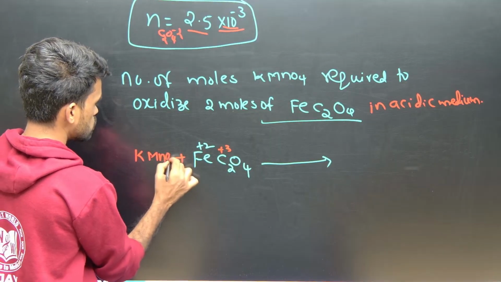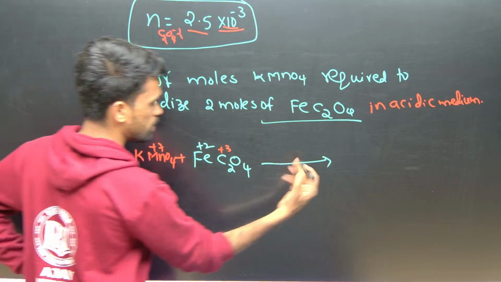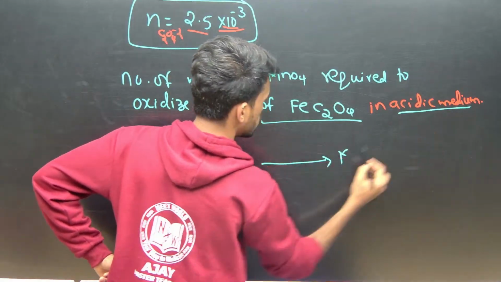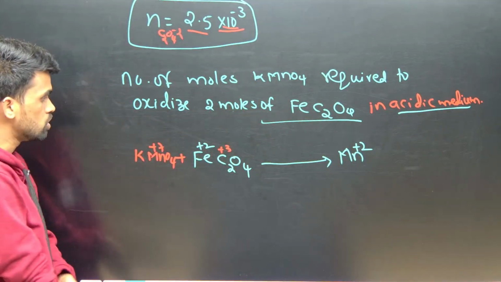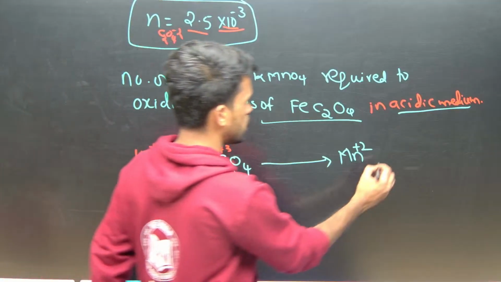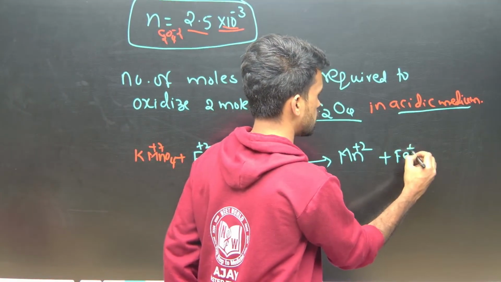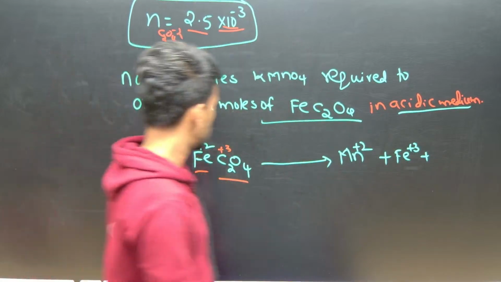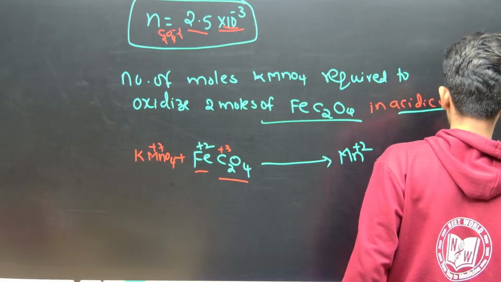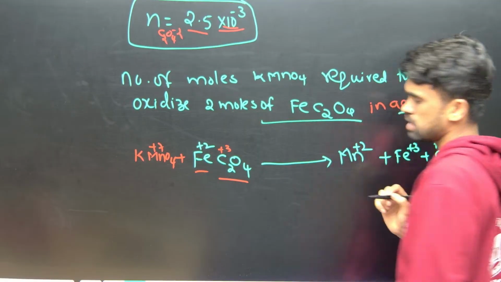So it is +7. Now it will be converted in acidic medium, so definitely manganese undergoes reduction and forms Mn+2. Iron is in +2 converting into +3, Fe+3. And what about carbon here? +4. Like this it is happening.